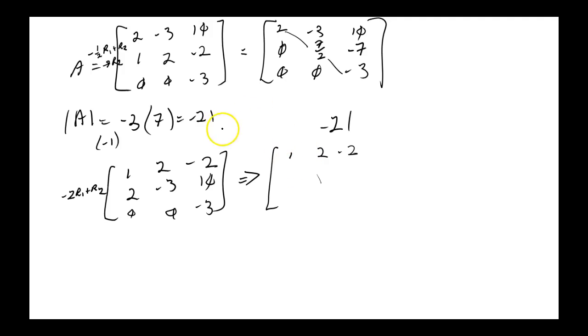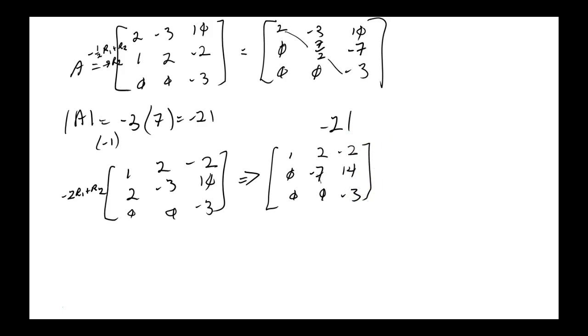Okay, this will be a 0, -7, I think. -2 times 4, 2 is -4, minus 3 is -7. And the next one is, -2 times -2 is +4, plus 10 is 14. Okay? And then we'll have a 0, 0, -3.